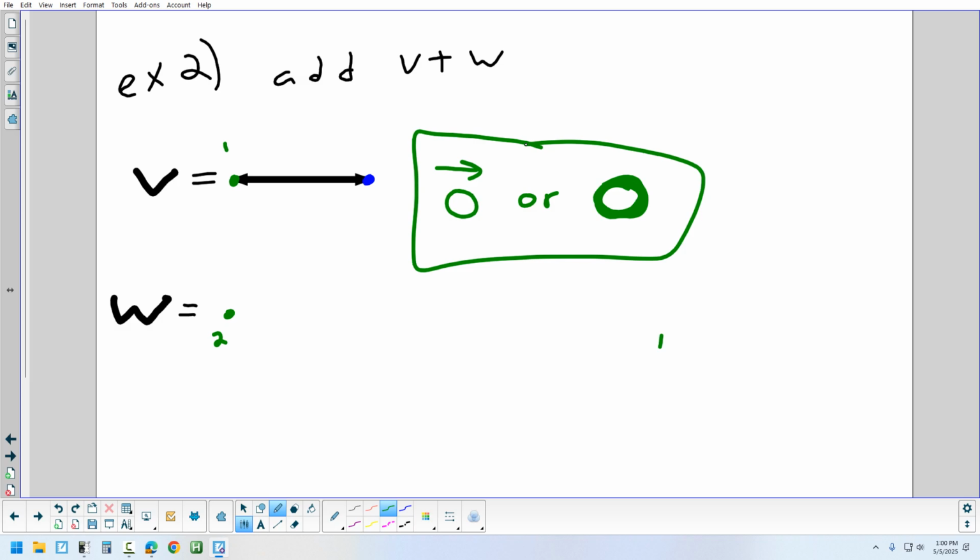You can't draw this because it has no length to it, and it doesn't point in any direction because it's not going anywhere. It's called the zero vector. So it's kind of a special case. It's the only vector that does not have a direction because everything's canceling out.